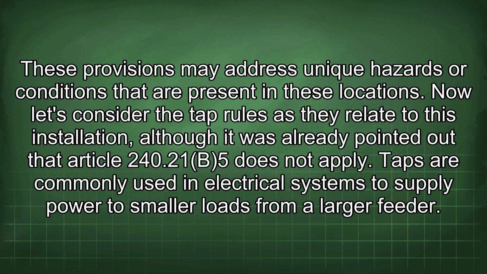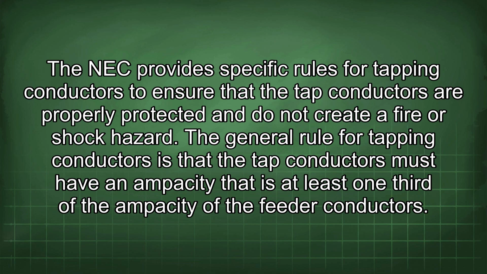Now let's consider the TAP rules as they relate to this installation, although it was already pointed out that Article 240.21(B)(5) does not apply. TAPs are commonly used in electrical systems to supply power to smaller loads from a larger feeder. The NEC provides specific rules for tapping conductors to ensure that the tap conductors are properly protected and do not create a fire or shock hazard. The general rule for tapping conductors is that the tap conductors must have an ampacity that is at least 1/3 of the ampacity of the feeder conductors.